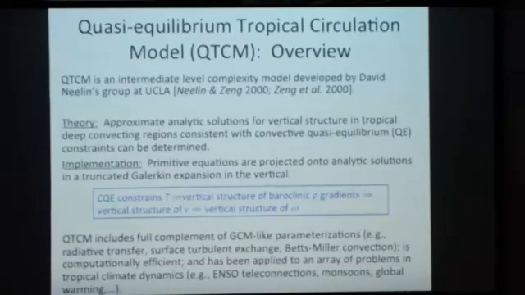I have another version of the model. If you're more ambitious and you want to look at that one, you can email me, and I'll be happy to have someone work with that version.